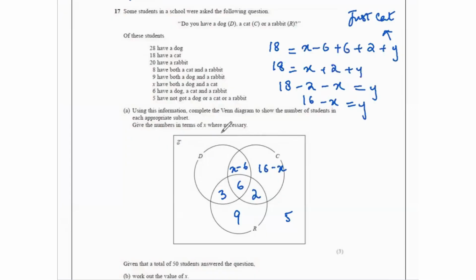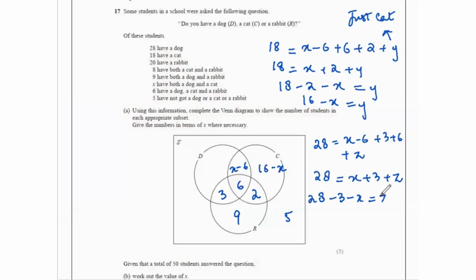Now 28 is for dog. That's going to be 28 equals X minus 6 plus 3 plus 6 plus Z, which is just dog. So that's 28 equals X plus 3 plus Z. 28 minus 3 minus X equals Z. That's 25 minus X. So this is 25 minus X. This is our Venn diagram in terms of X.